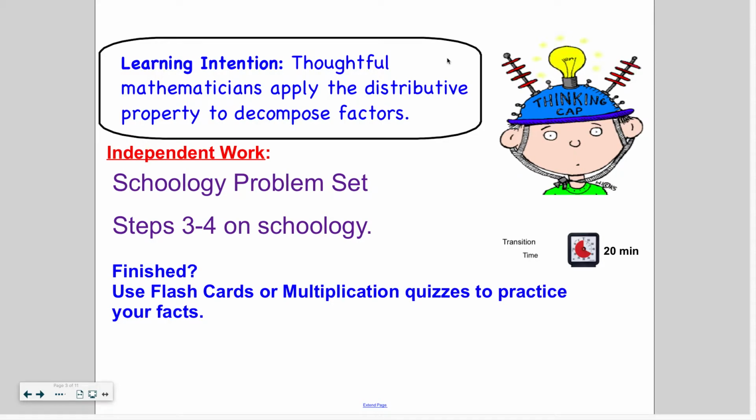Hi scholars, so today we're completing Module 1, Lesson 18. So let's go ahead and start with our learning intention. Thoughtful mathematicians apply the distributive property to decompose factors.